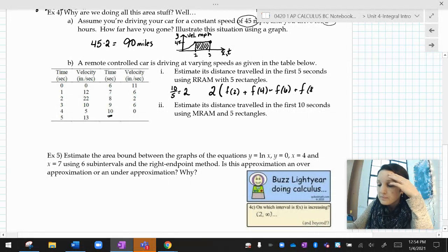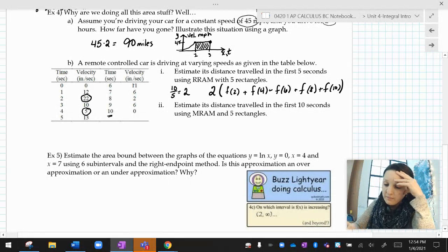4, 6, 8, and 10. So 22 plus 5 is 27, plus 11 is 38, plus 2 is 40, plus 0 is still 40. So 2 times 40 is 80.